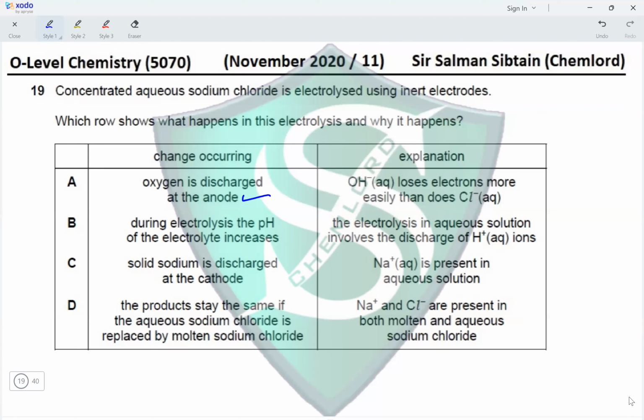Explanation. Hydroxide ion loses electrons more easily than chloride ions. No. This is not the explanation for the change occurring. The change occurring here is correct, but the explanation is incorrect.